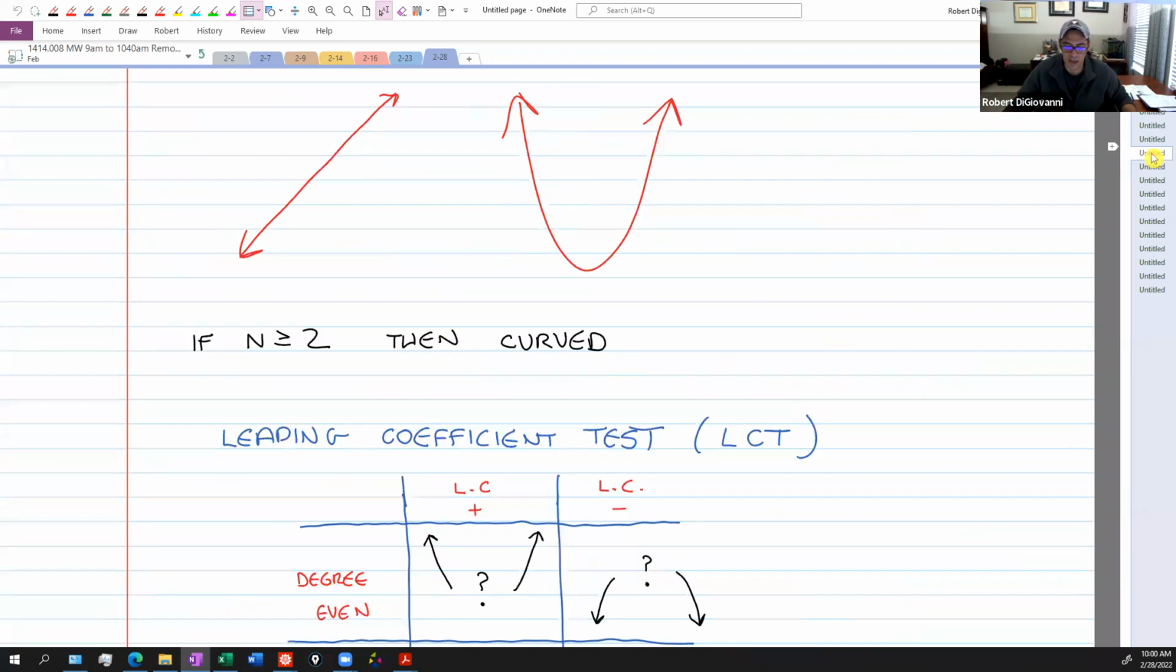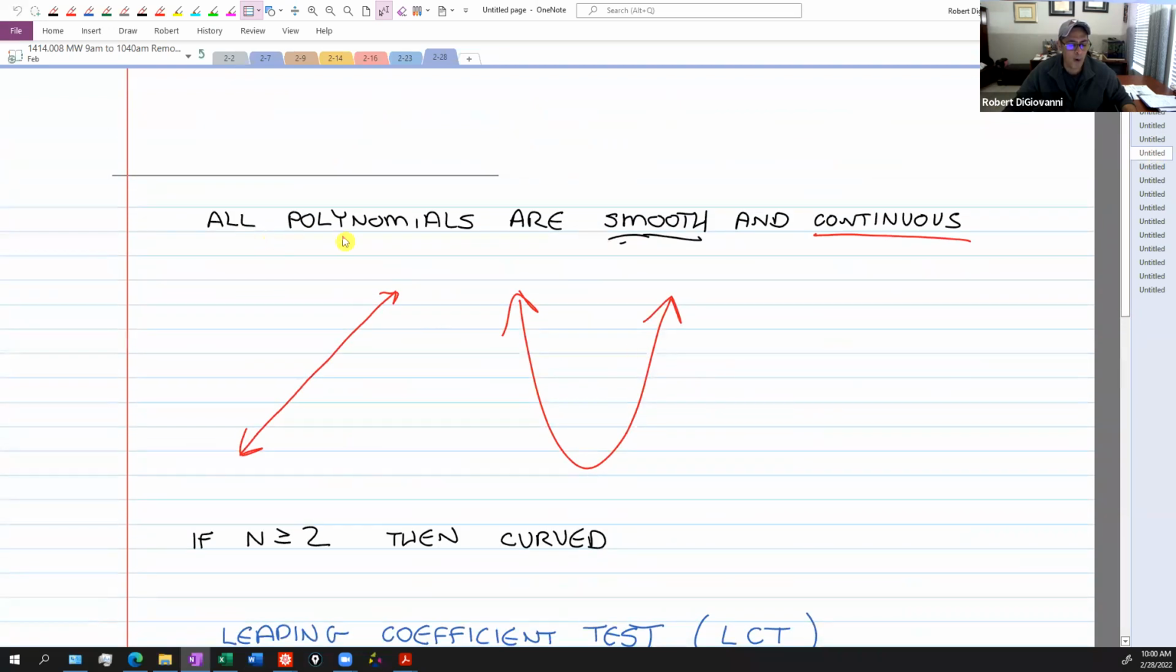So let's investigate that. All polynomials are smooth and continuous. What I mean by that is that they can be drawn without picking up your pencil, okay? They're smooth in the sense that they don't have jagged edges on them. There's no sharp corners. Everything is smooth. And you don't have to pick up your pencil when you draw that.